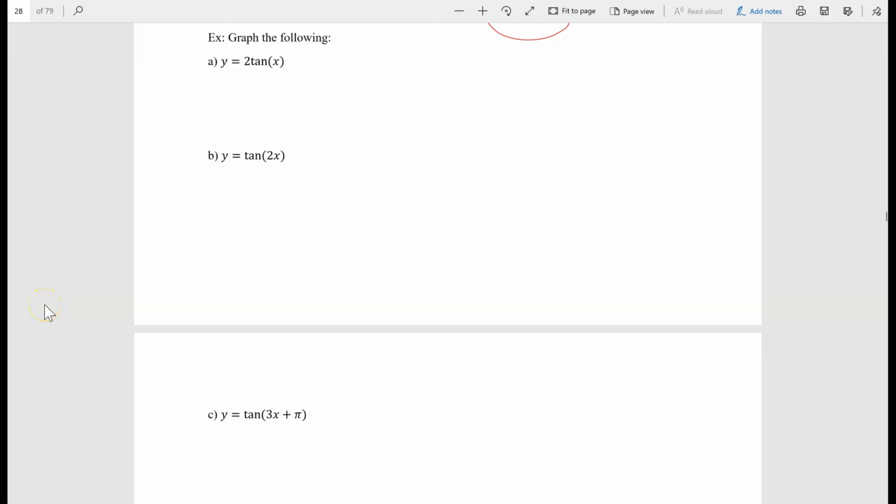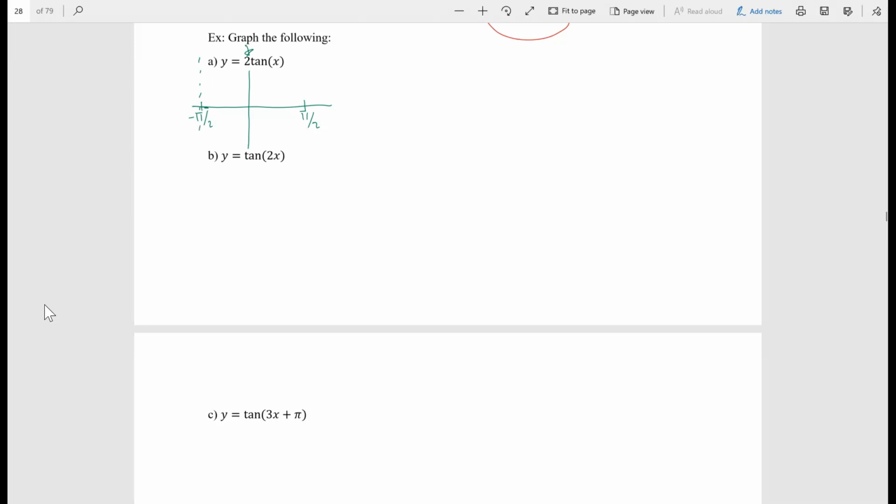Okay, so here let's graph these tangent curves. First, let's graph y equals 2 tangent. Notice here that there's only a multiplication of 2. So let's start off by graphing the general tangent curve. Remember the tangent curve starts at negative pi over 2 and ends at pi over 2.